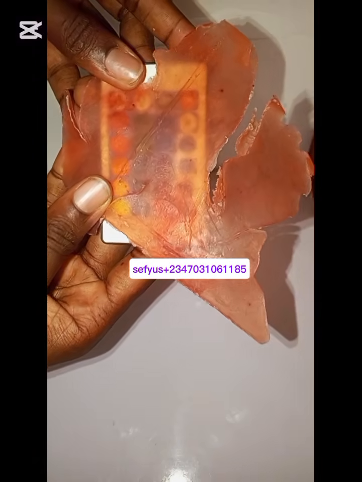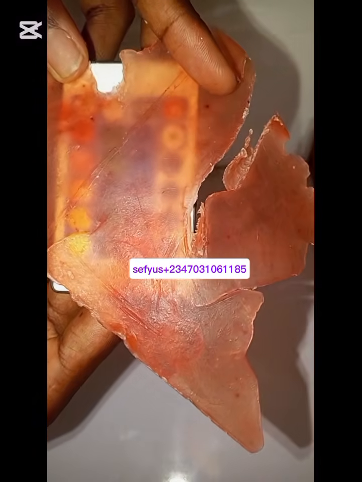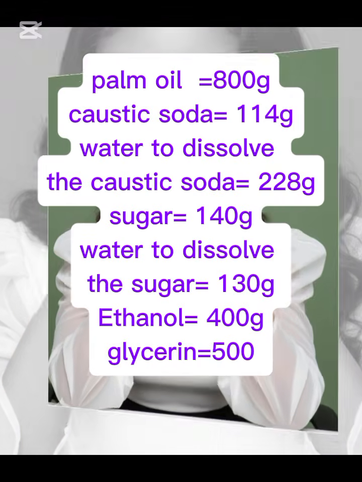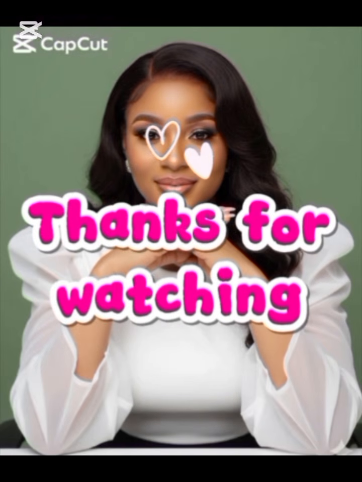So this is our soap. Beautiful, unique. This one poured on the ground. When I was pouring it into the mold, this particular one, as you can see how rough it is, it poured on the ground. So I scraped it off with a knife to show you how transparent it is.